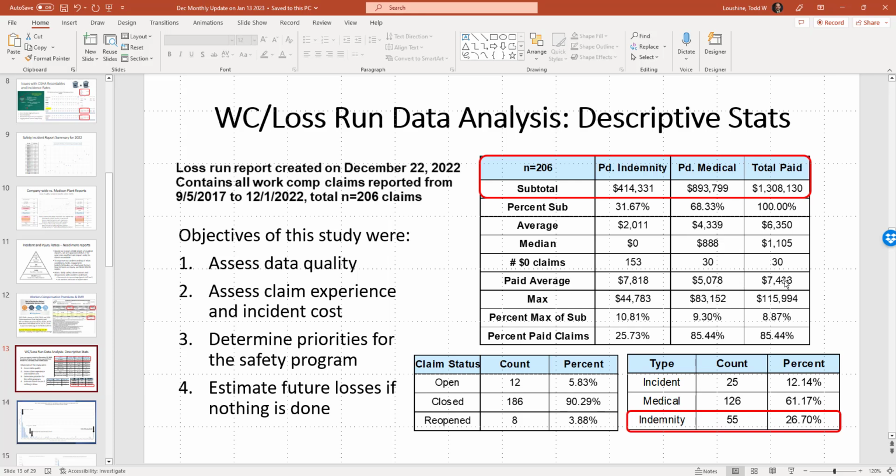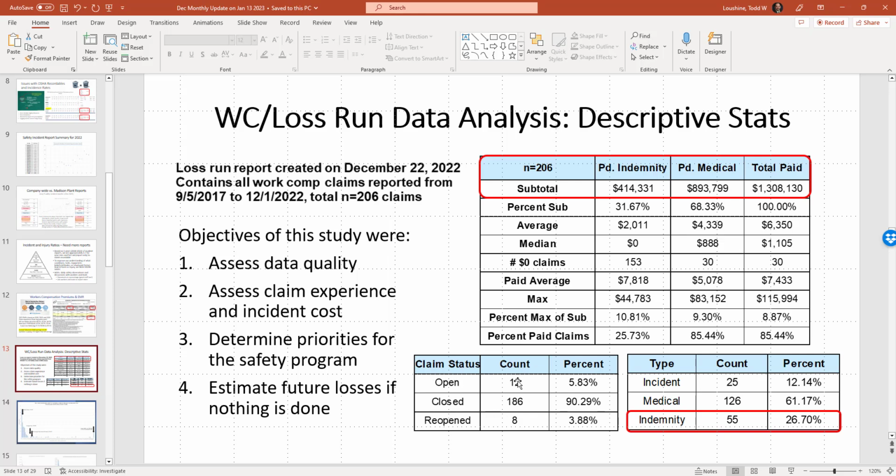The paid average, this is basically the average minus the 30 $0 claims. So it goes up because you're reducing the denominator in the percentage. The max claim is about 116,000. It represents about 8.9% of the 1.3 million. And the paid claims, that's about 85%, right around there. The percent of paid claims, 85%.